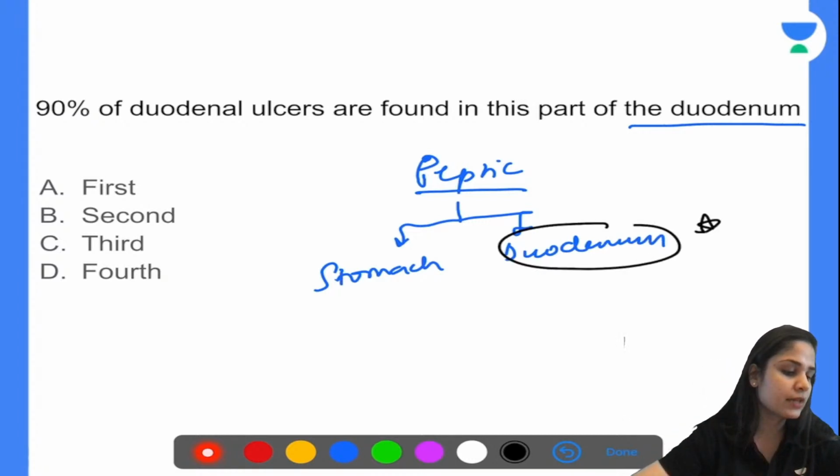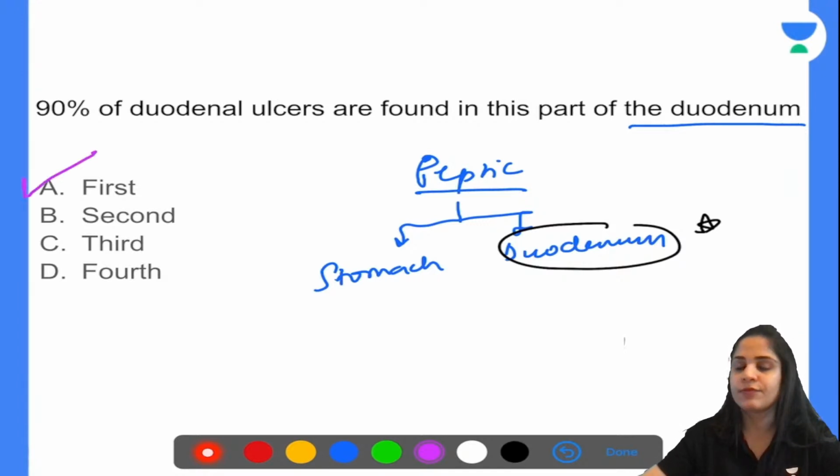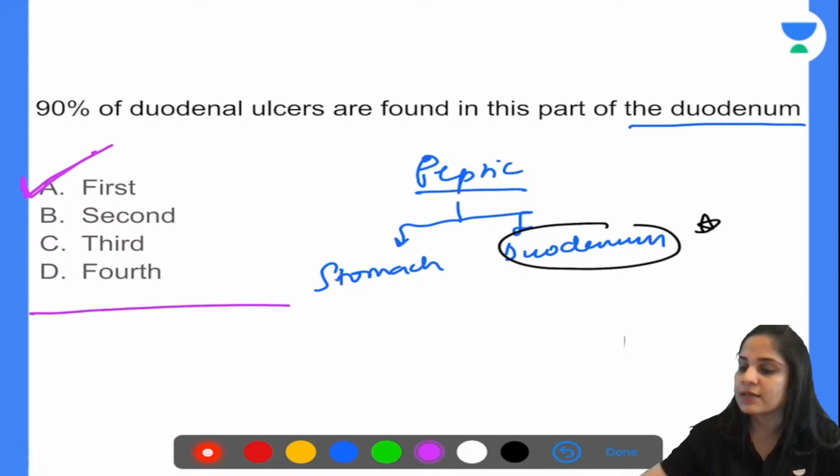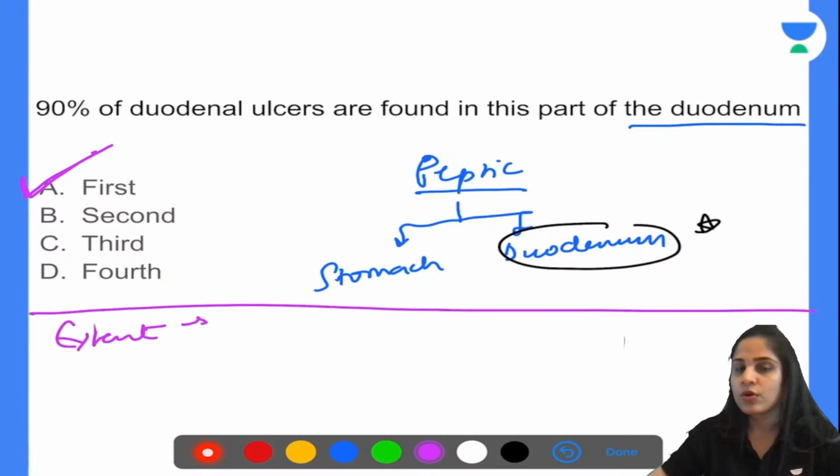Alright, so Faiz, Sujata, Faisal and Faisal are absolutely correct. The 90% of duodenal ulcers are found in the first part of the duodenum. Okay, so before we go on to things about the duodenum, I just want to tell you some important features of the duodenum that come in your exam as one-liners. First they will ask you what is the extent of the duodenum. This you should be knowing for your exam. So can anyone tell me from where to where does the duodenum extend and how many parts are there of the duodenum?